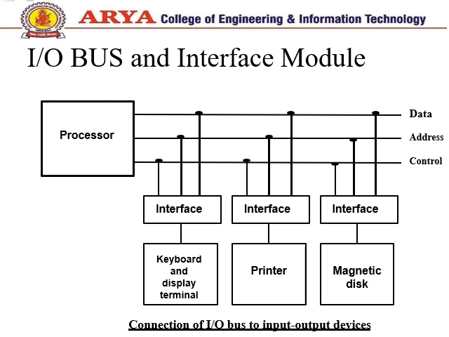This is the diagram of input output bus and interface module. There is one processor and three buses: data, address and control. There are different interfaces for the keyboard and display terminal, printer and magnetic disk. This is a connection of input output bus to input output devices.